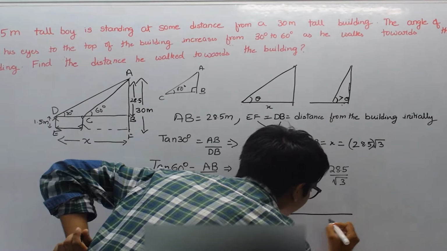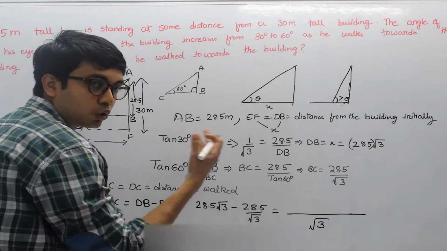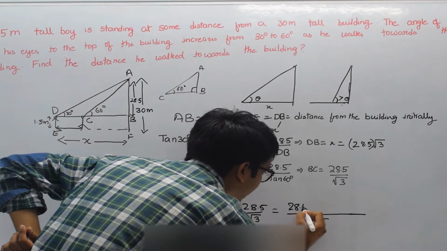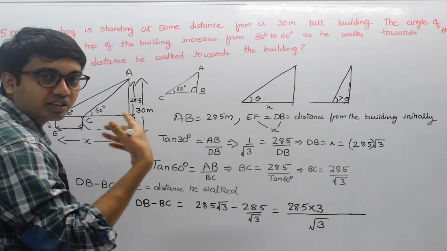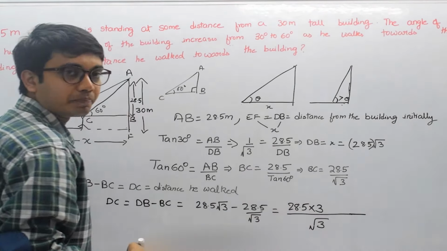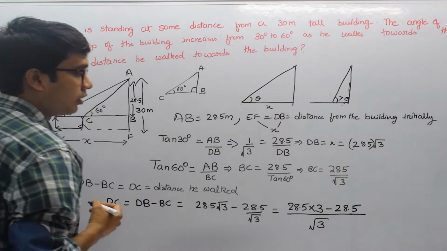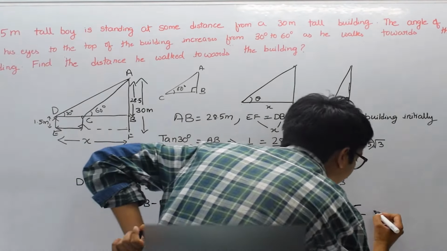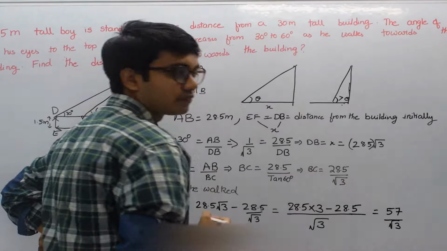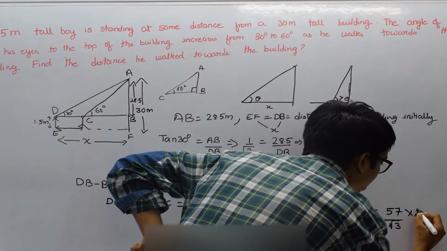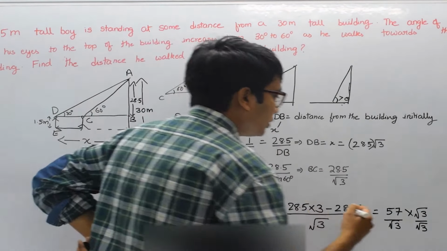So, if I take the LCM, it is root 3. So, 28.5 root 3 into root 3 will be 28.5 into 3. How did we get the 3 here? We are multiplying root 3 with root 3 after taking LCM. Then we'll get 28.5 into 3 minus 28.5. So if we solve it, we'll get 57 by root 3. Now I'll multiply root 3 on numerator and root 3 on denominator. I'm just rationalizing it.